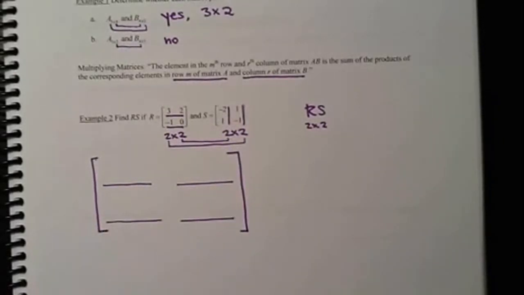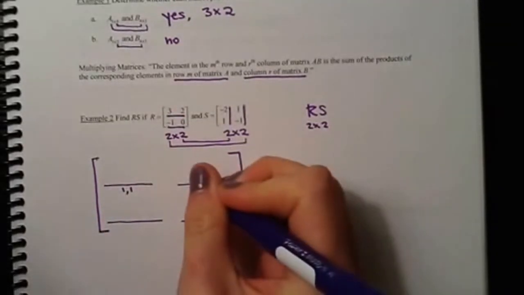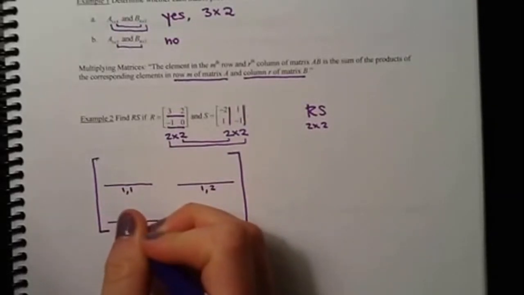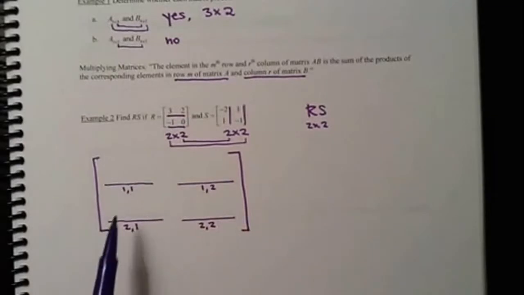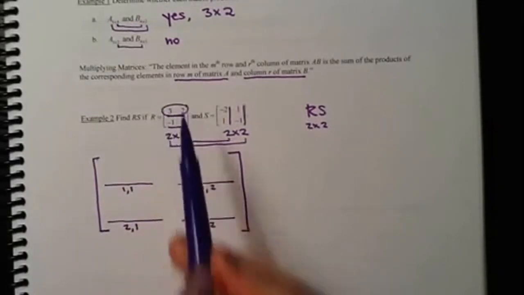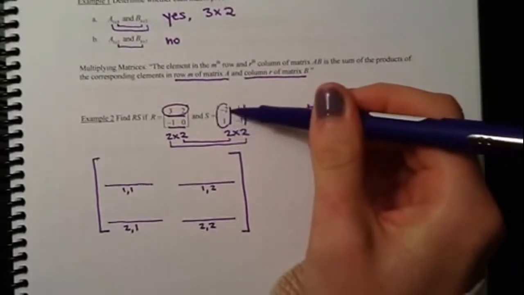So again, let's write here, this is row 1, column 1. This is row 1, column 2. This is row 2, column 1. And this is row 2, column 2. So this one right here means I look in row 1 right here. And this one means I'm using column 1.